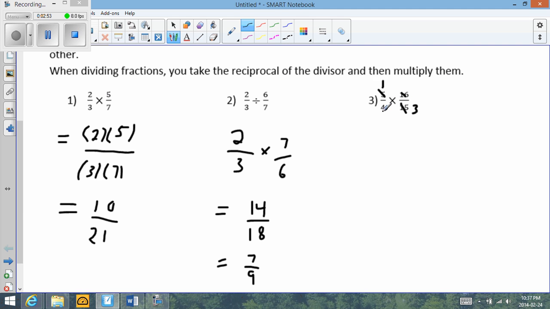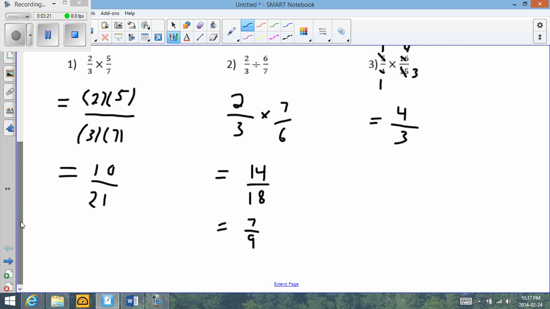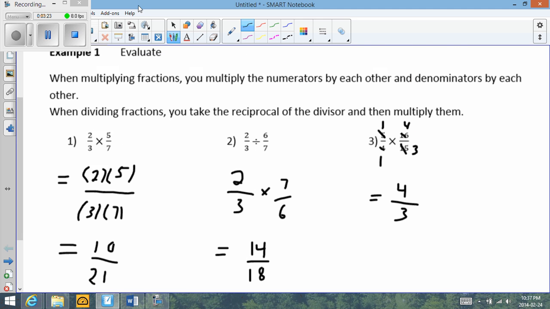16 and 4 can be reduced by a factor of 4. So 16 divided by 4 is 4. 4 divided by 4 is 1. Now remember, there's no plus or minuses here. So we can do this. We can reduce each term. Okay, 1 times 4 over 1 times 3. 1 times 4 is 4. 1 times 3 is 3. Okay, so we could have done that with B. We could have gone 2 and 6 reduces down to 1 and 3, and would have got 7 over 9 right away. Okay, so that's multiplication and division with simple fractions.